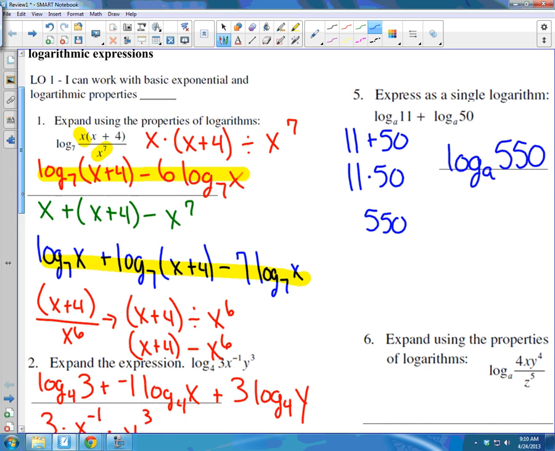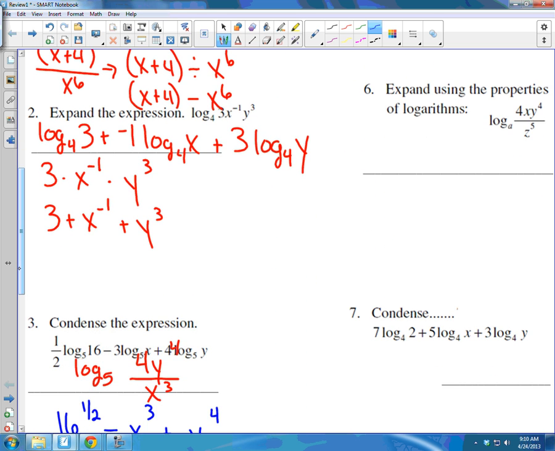Number 6, again, we're expanding. So first I'm going to write this as, ignoring the log, 4 times x times y to the 4th divided by z to the 5th. And then that multiplication turns into addition. And that division turns into subtraction. And now, whoops, I bet I put it as division.